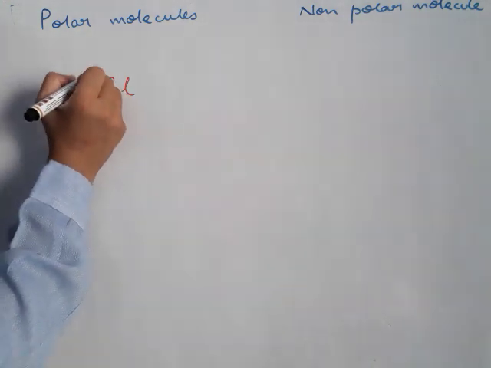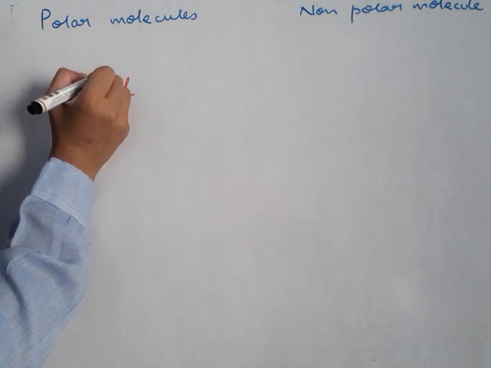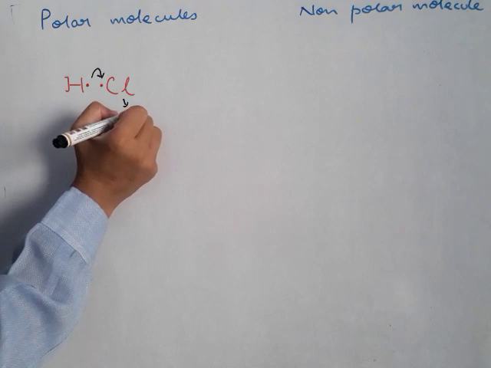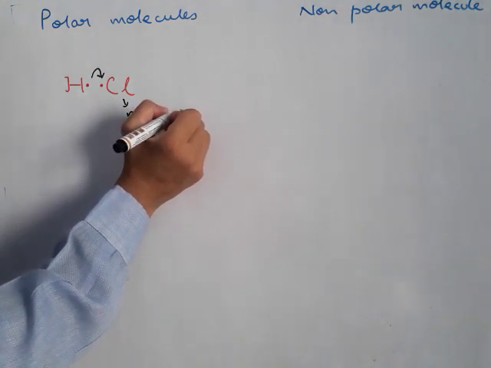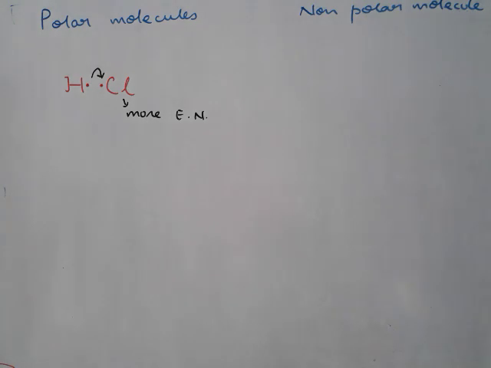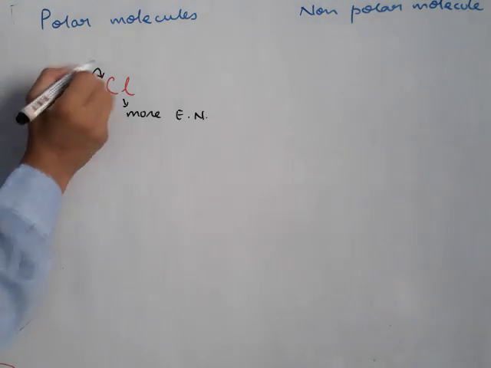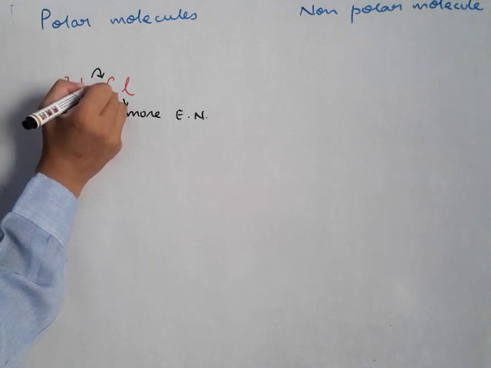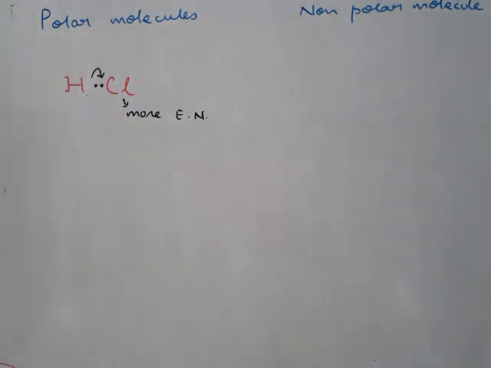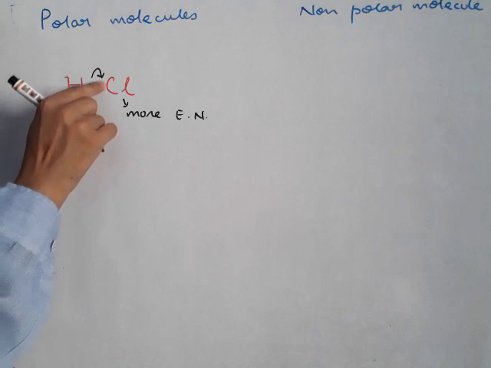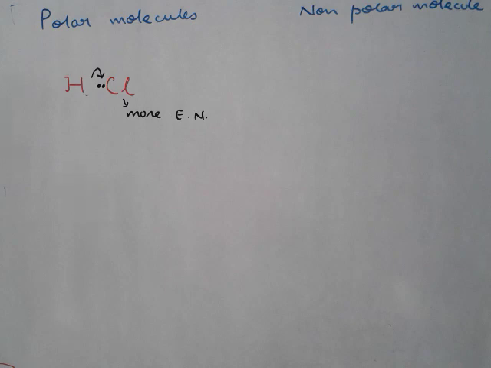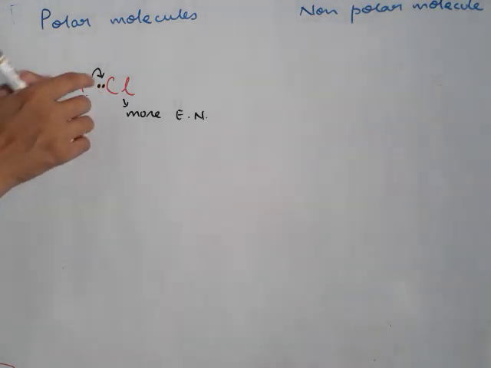It means this shared pair of electrons is shifted slightly towards chlorine. The reason being that chlorine is more electronegative. That means it has more tendency to attract electrons. Because of this tendency, the shared pair of electrons will be towards Cl, like this. I should draw them prominently closer to chlorine, likewise, like so. So they are away from H towards Cl.